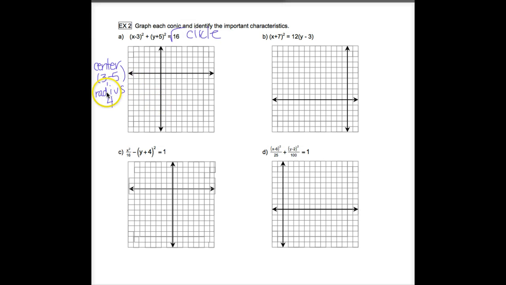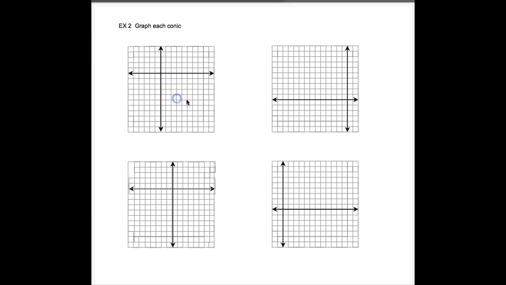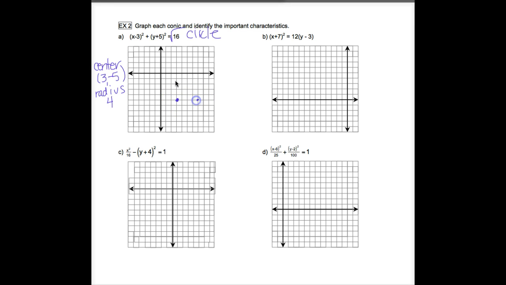So there's my important characteristics. Now I just need to put it on the paper. So (3, -5), with a radius of 4. So 4 units in all my directions. And I'll do my best to make it look circular. Not terrible. All right, there we go. Circles are the easiest ones.